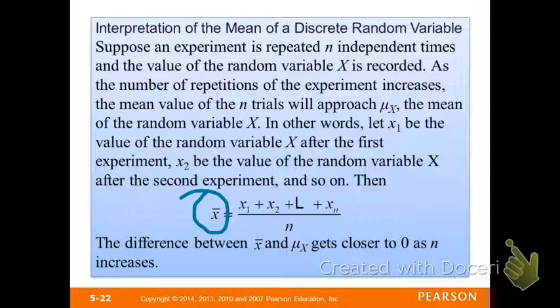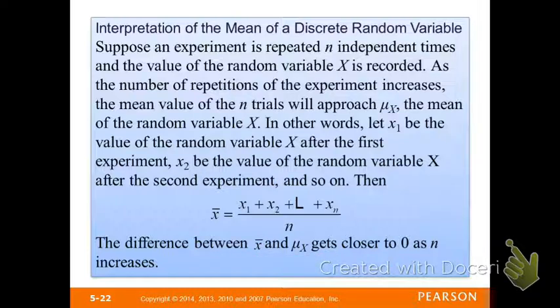Okay, the sample mean is the sum of all of our x values, or the sum of all the values of the experiment, divided by the number of values in the experiment. That formula hasn't changed, and neither has this: the difference between x bar and mu sub x, the difference between the sample mean and the population mean, gets closer to 0 as n increases.